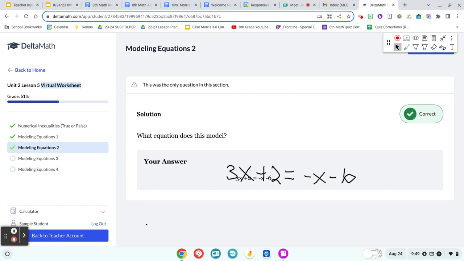Okay, so it's your choice. You can do this Delta Math and upload the screenshot of the virtual worksheet, or you can do the attachment in Buzz and upload it. Either way, you are uploading something for Unit 2 Lesson 5 into Buzz. I hope that helps.